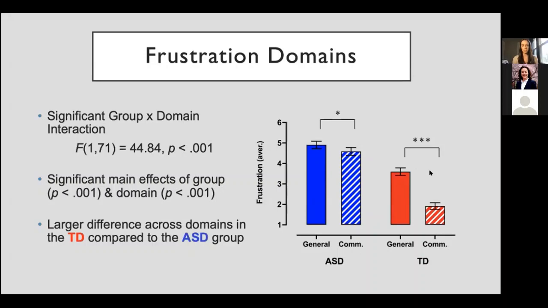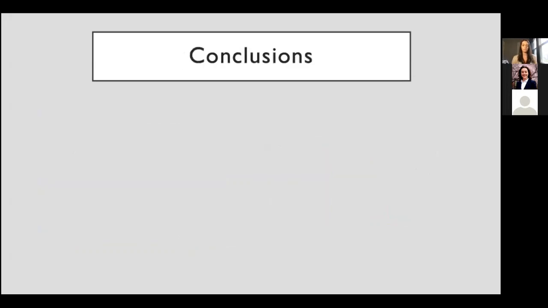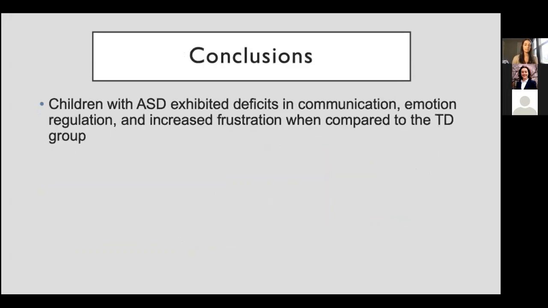The addition of these items measuring communication-related frustration may have captured a domain that is particularly difficult for children with ASD, especially considering the low communication scores in this sample of ASD. And to summarize these findings, children with ASD exhibited deficits in communication, emotion regulation, and increased frustration when compared to the typically developing group.